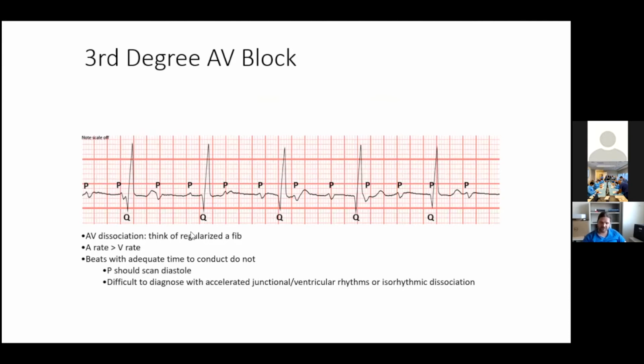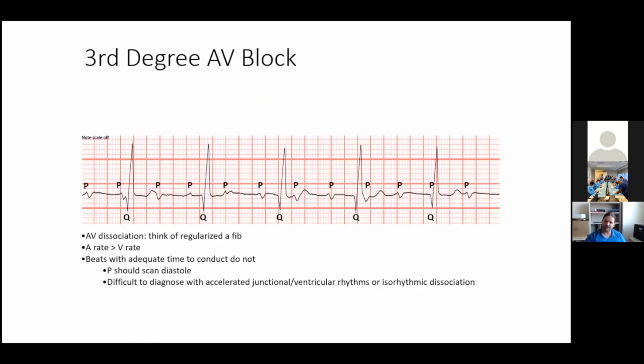So for third-degree heart block, there are a few criteria that we should know to confirm this. One is AV dissociation. The atria and ventricles should each be doing their own thing. Typically, we look at this in sinus to see what's happening because it's easier to find, but think of regularized atrial fibrillation. In that case, the atria is fibrillating and then the ventricle may regularize when it's dissociated because it's not listening to that irregular rhythm at the top.